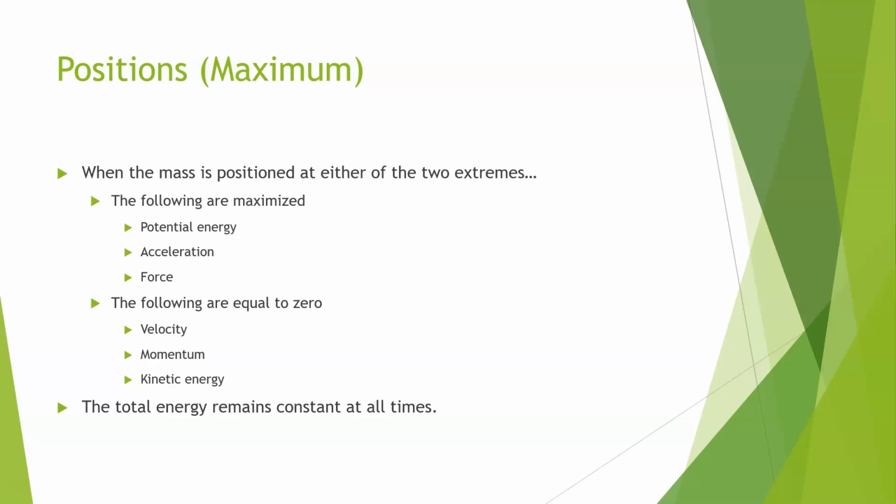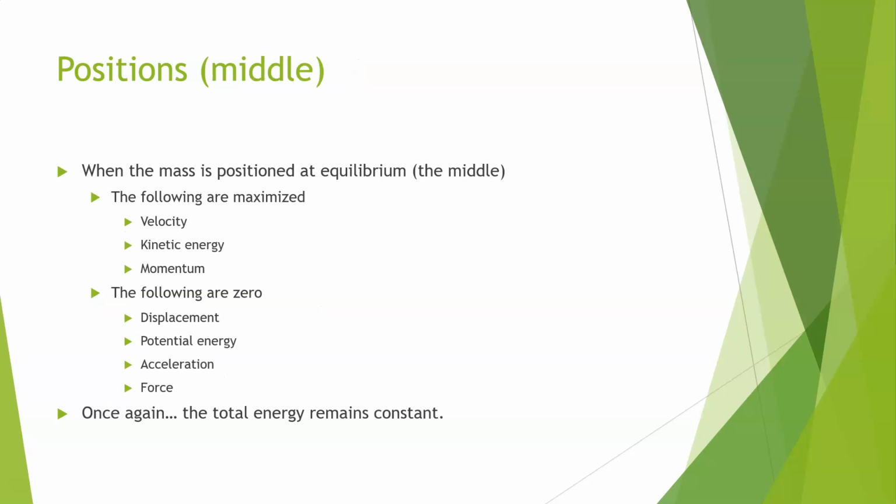In this position, the acceleration, force, and potential energy are at a maximum, while the velocity, momentum, and kinetic energy are at 0. It is important to note that the total energy never changes. The potential and kinetic energy keep trading off back and forth.